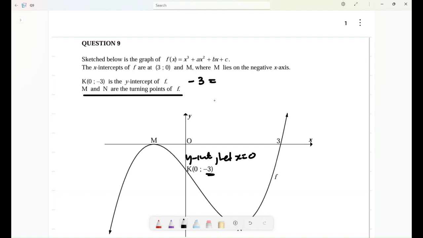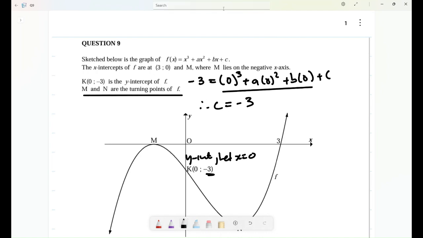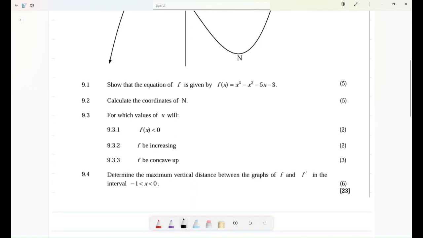It is equal to, when I see x, I substitute 0 cubed plus a into 0 squared plus b into 0 plus c. Therefore, you all agree with me that this one will become 0. Therefore, c is equal to -3. Now we have one down, c equals negative 3, one down.